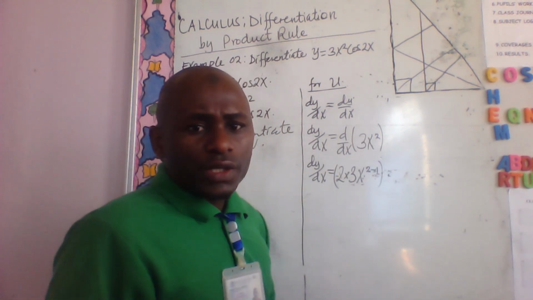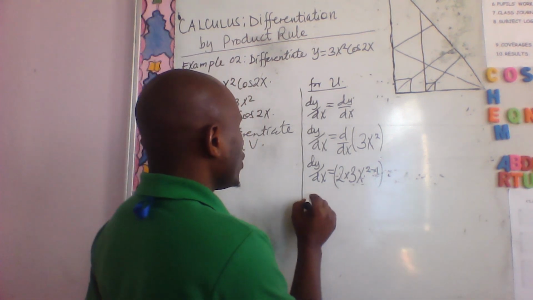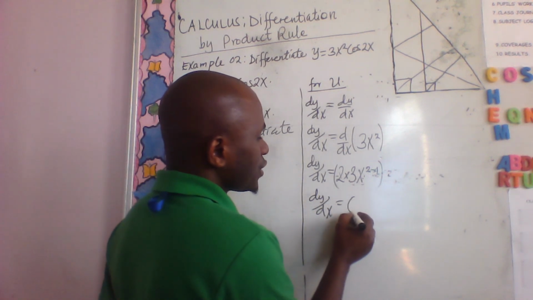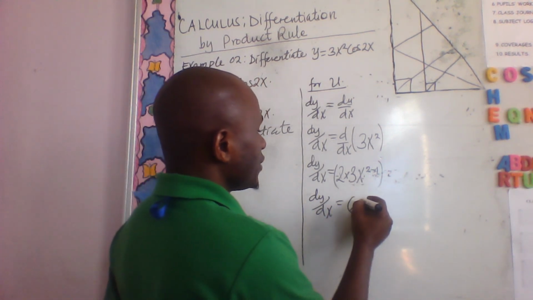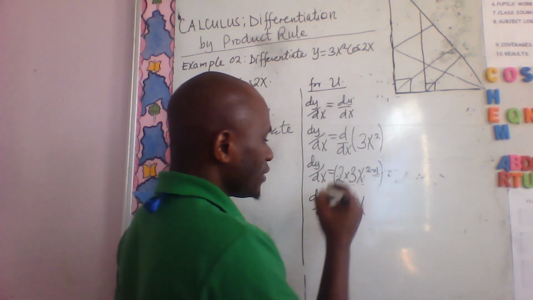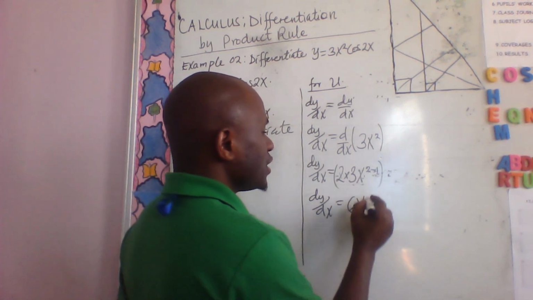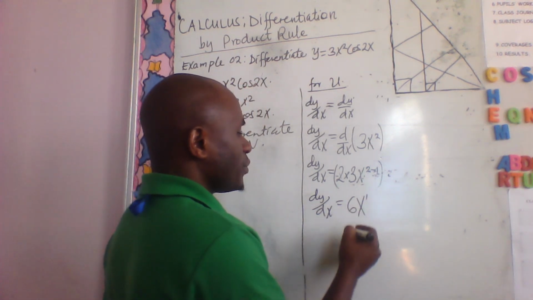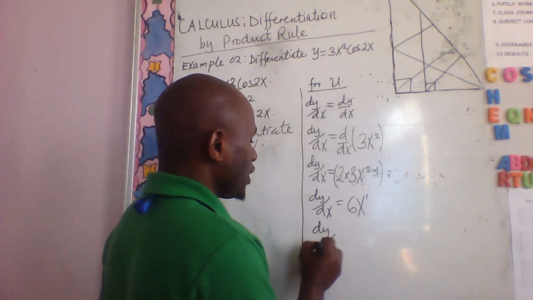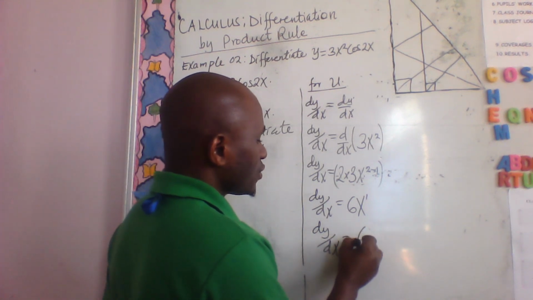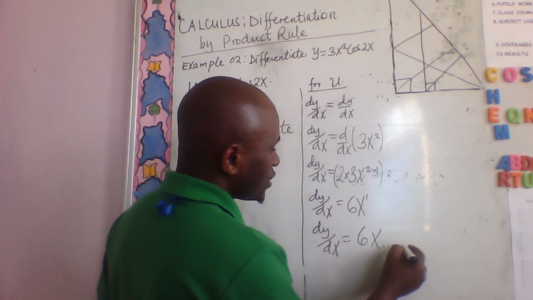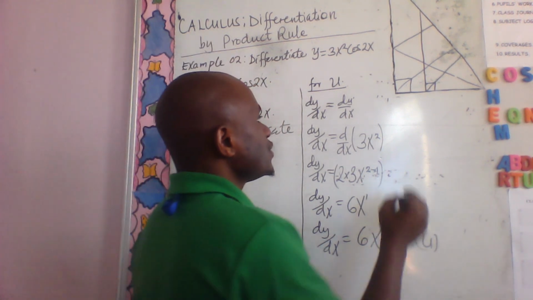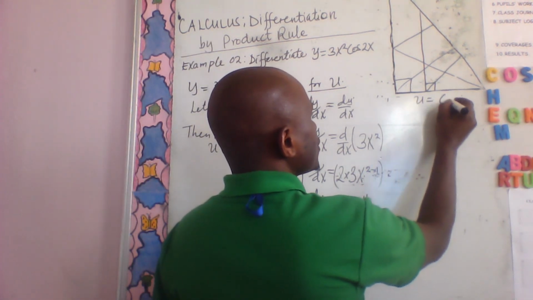But after doing that, let us proceed. So dy over dx is equal to 3 times 2, which is equal to 6. So here it becomes 6, but here it becomes 6 times x to the power 2 minus 1, which is equal to 1. So it is equal to 6x to the power 1. But x to the power 1 is the same as x. So dy over dx is equal to 6x. This is the value for u. If this is the value for u, then u is equal to 6x.